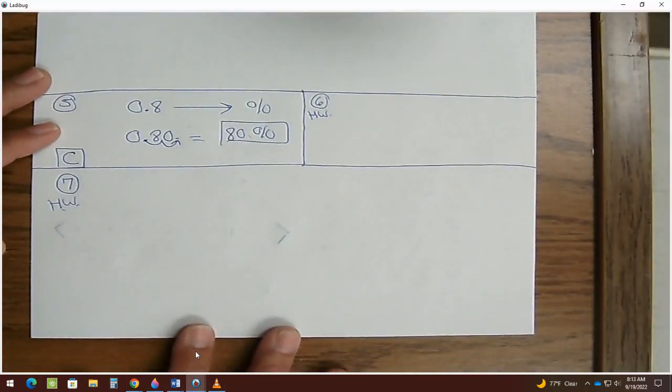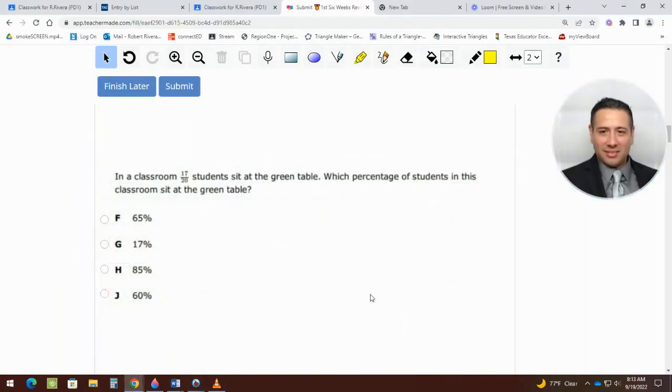I want a money table. I want you to go from fraction to what? To decimal and then percent. We have been doing this. You're on your own, okay?